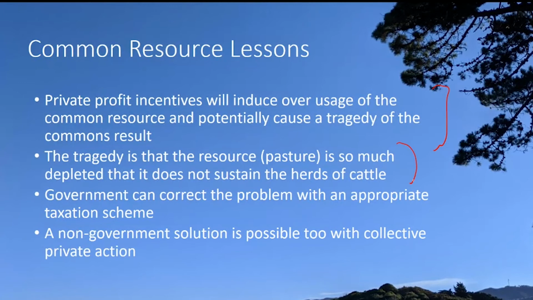The tragedy, again, is that the resource is depleted so much that it can't sustain the herds of cattle in the future. So what you're doing by overproducing is basically cutting off your future potential production because of that. And that's where the tragedy comes in. Now, the governments can correct the problem. We just saw that with an appropriate taxation scheme. So if they measure the problem, figure it out, they can actually come up with an answer that's going to eliminate the tragedy problem and actually increase overall community income as a result.